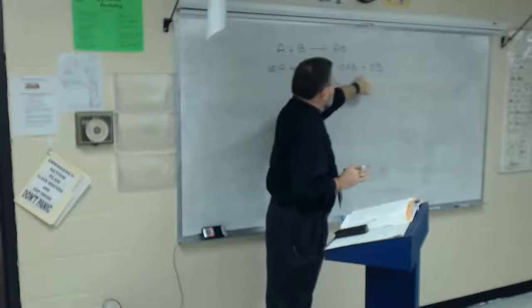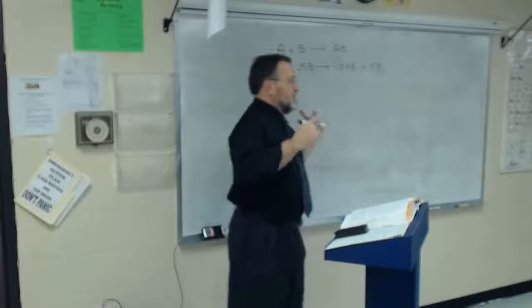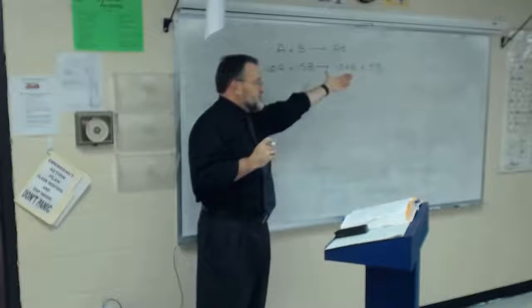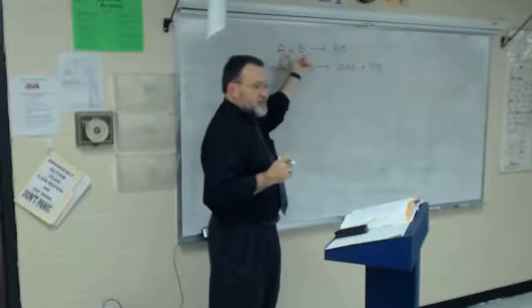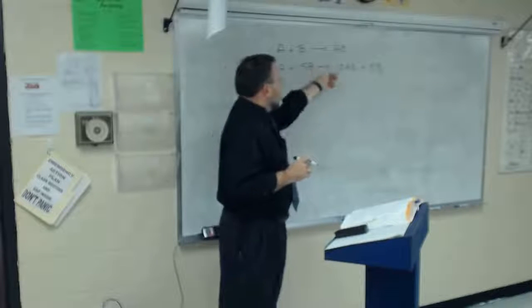B's, 10 plus 5 is 15. See? It's a balanced equation. We have the same number of each of the elements on both sides, and they produce AB in a 1-to-1 relationship. 1-to-1 produces 1.